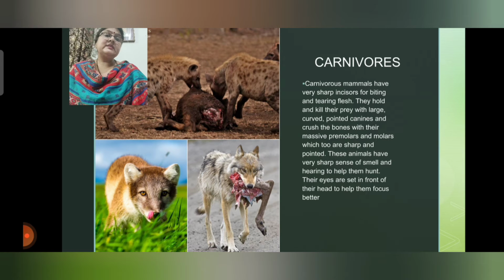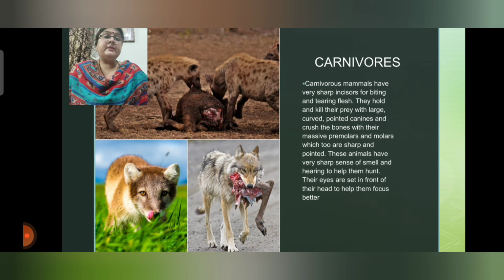Now we will discuss carnivores, what type of body structure they have. Carnivore mammals have very sharp incisors for biting and tearing flesh. They hold and kill their prey with large curved pointed canines and crush the bones with their massive premolars and molars, which are also sharp and pointed.